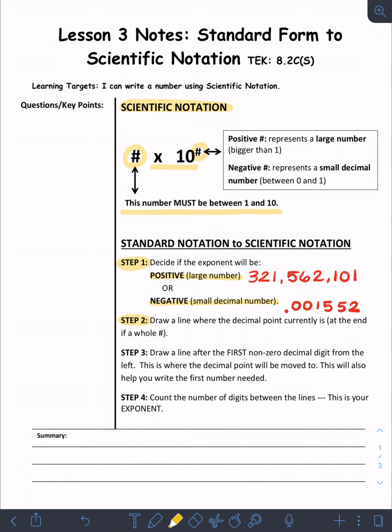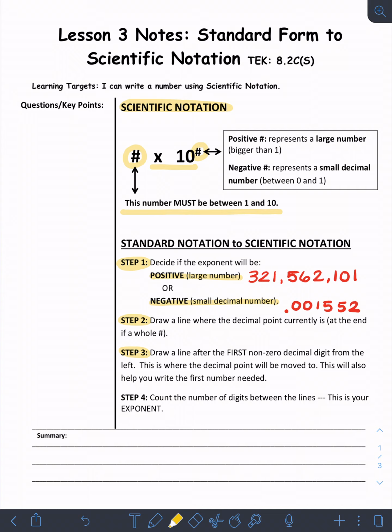Okay, and if it's a whole number, you're going to draw it at the end after the last number. Step 3, on step 3, you're going to draw a line after the first non-zero decimal digit from the left. Okay, so this is where you're going to move your decimal point to. Okay, it's also going to help you write your first number.